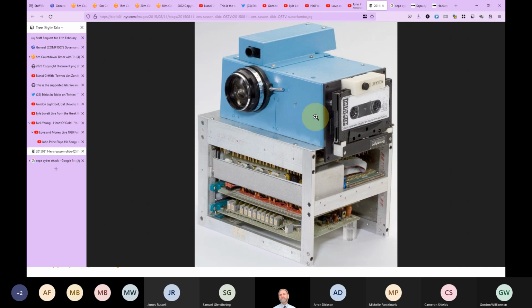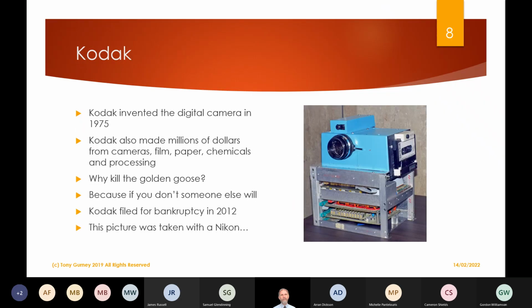But of course, has anybody in this lecture still got a film camera? And even if you have, when was the last time you used it? Yep. I'm willing to bet everybody here has a digital camera and probably more than one, at least on your phone and possibly other places too. So Kodak took a strategic decision that no, they were quite happy with film and paper. And that even though they'd invented the digital camera, it wasn't worth pursuing.